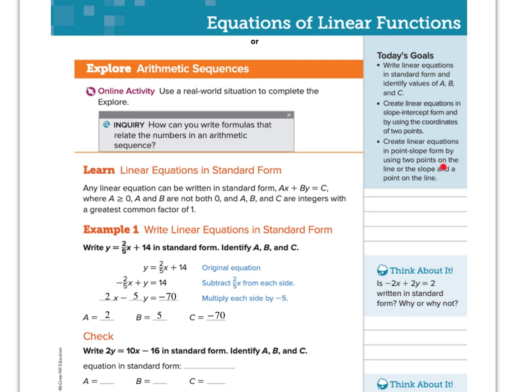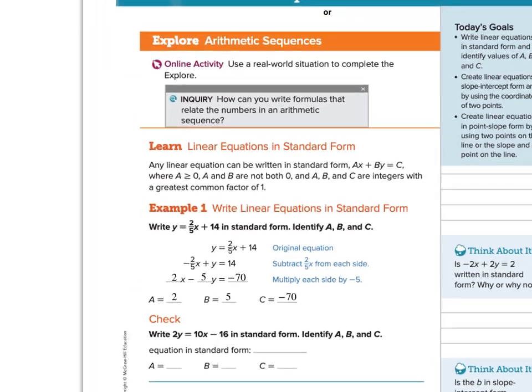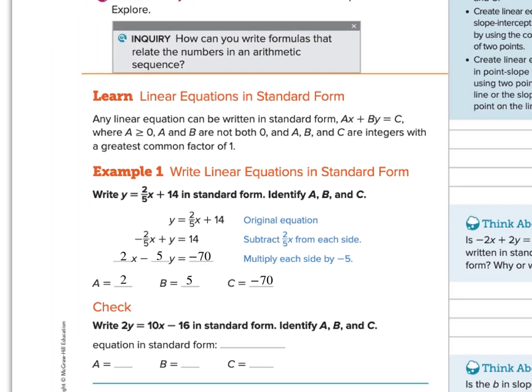We want to be able to create the slope if we don't know the slope, and then fill in the formula. So with that, looking here, linear equations in standard form, the most unfamiliar for students. Here, this is my slope-intercept form, y equals 2/5 x plus 14, and they want you to write it into standard form and identify what my A, B, and C values are.